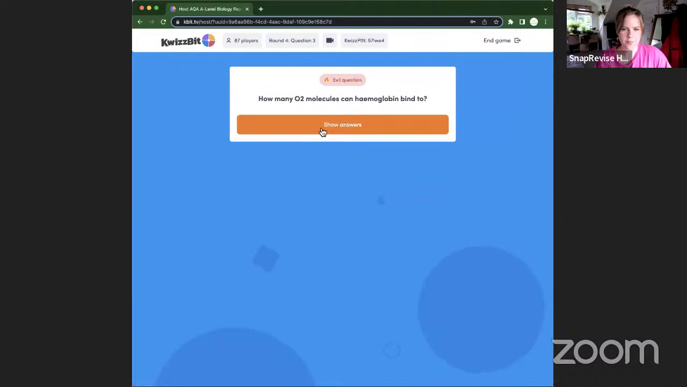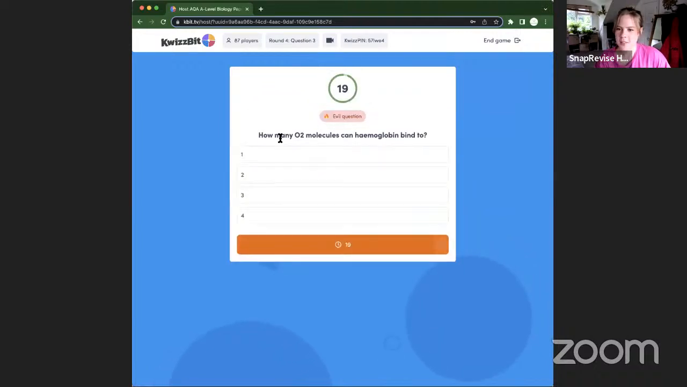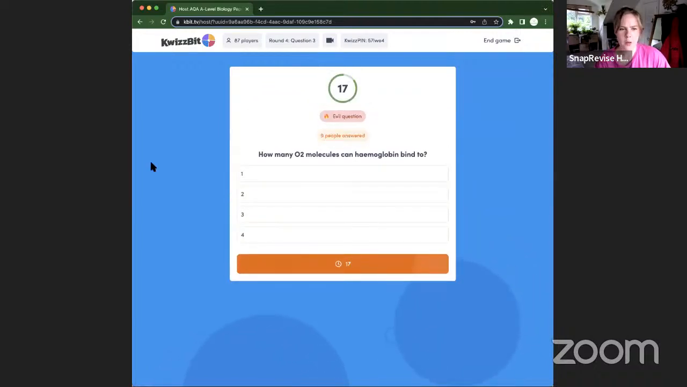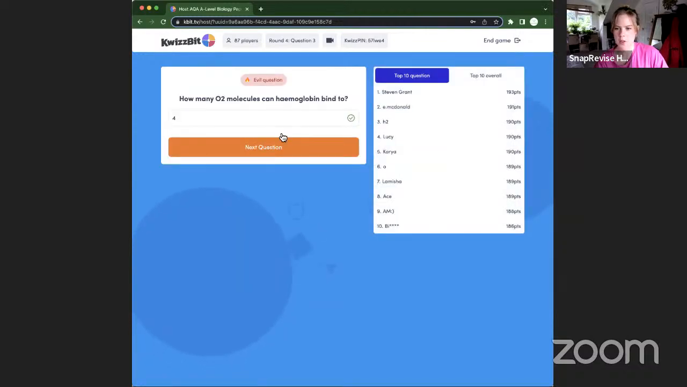It's good to know. How many oxygen molecules can hemoglobin bind to? 1, 2, 3, or 4? How are you guys finding this, by the way? Is it too easy? Too hard? Just right? That's 4 molecules.